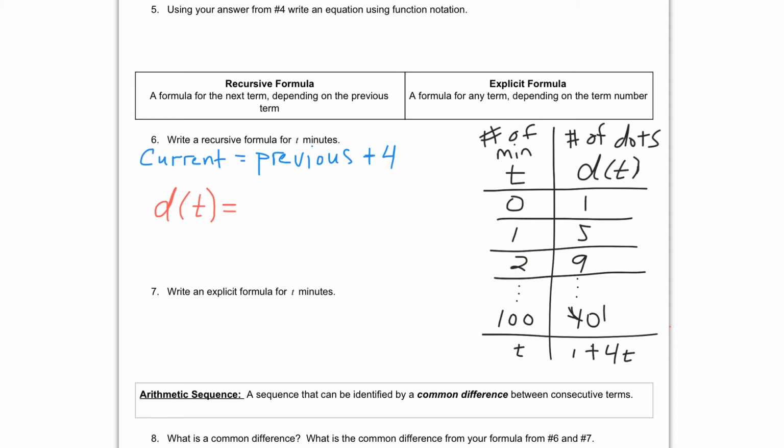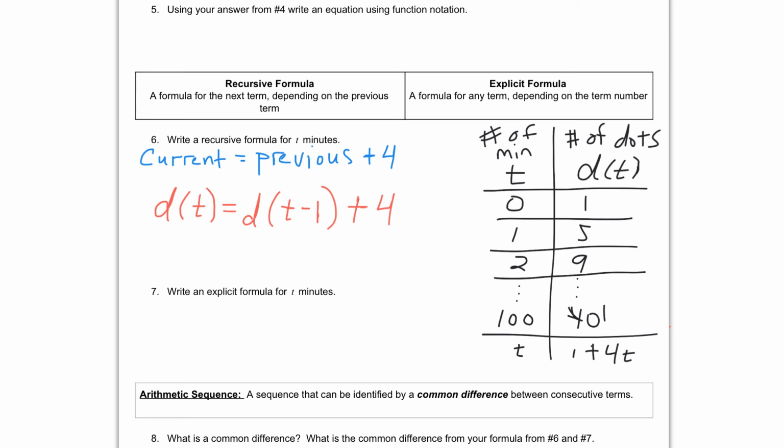So 1 less than that would give us, in function notation, d of the t value minus 1. Again, that means this d of t minus 1 is our previous term. It's just saying instead of taking d of t, we want the total number of dots for d of t minus 1. So again, if 2 was the number we're looking for, d of t minus 1 would be the number of dots at minute 1. And then we are just, again, adding 4 to that.